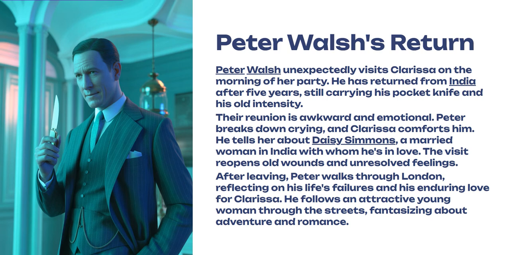Peter tells Clarissa about a woman named Daisy in India, Daisy Simons, someone he loves. Their conversation opens old wounds, and after leaving Clarissa's home, Peter walks the streets of London thinking about his life and failures. He follows a young woman in the street and imagines a story about her. Peter shows how a person carries the past with them and how memory influences current emotions.